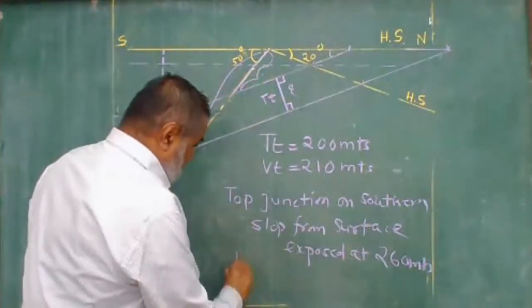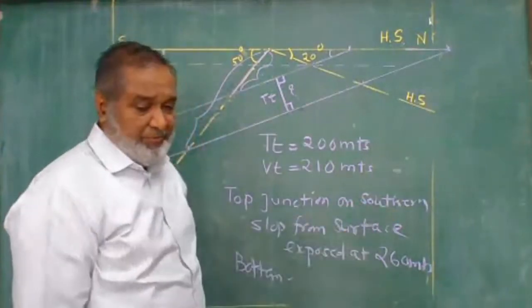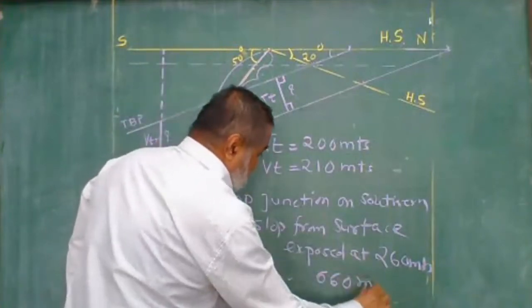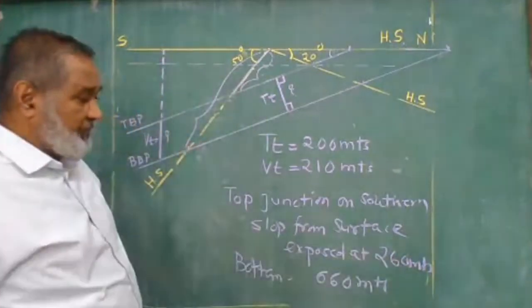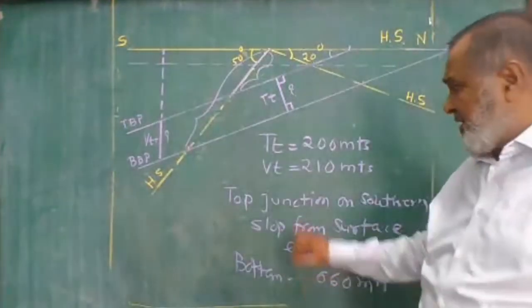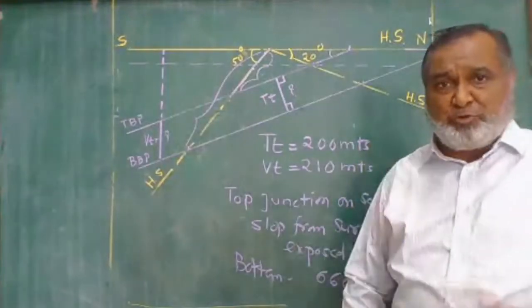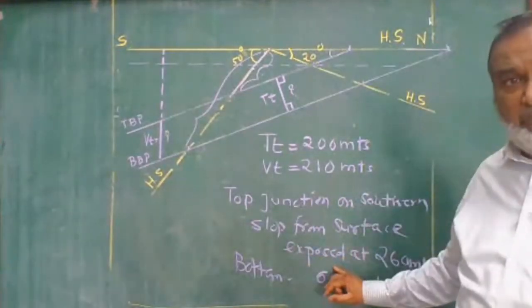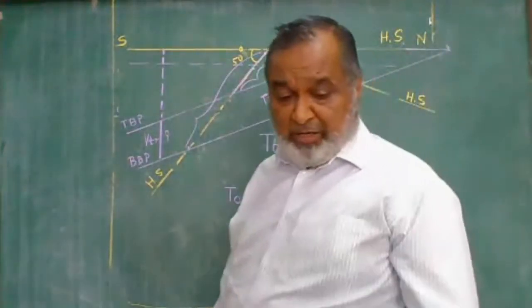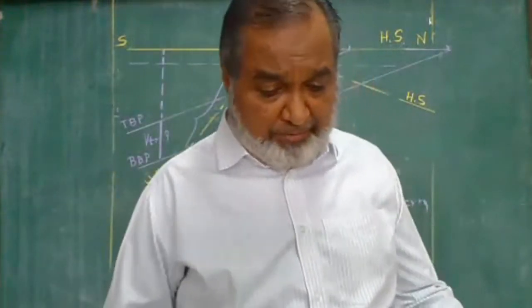And the bottom junction on the southern slope, from the top surface, should be exposed at 660 meters. See now how much variation you got. If we have 1 millimeter difference in vertical and true thickness, how much difference did you get, whether 2 centimeters, 3 centimeters, 680, 90? Check it yourself. Then the problem number 7, I'll give you as homework.